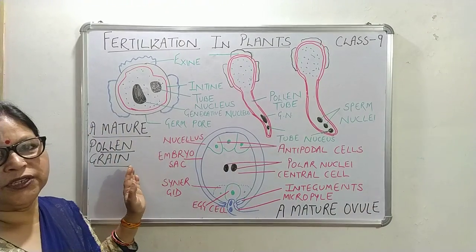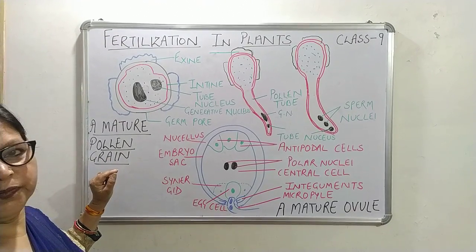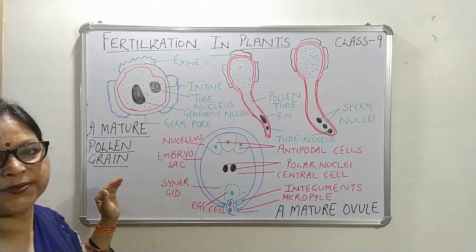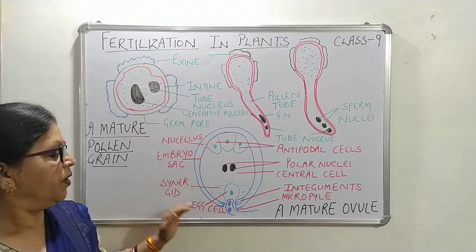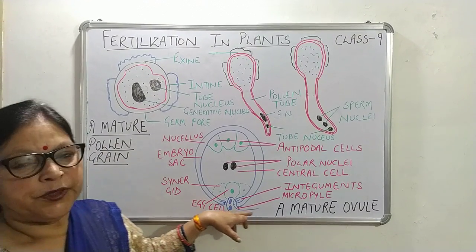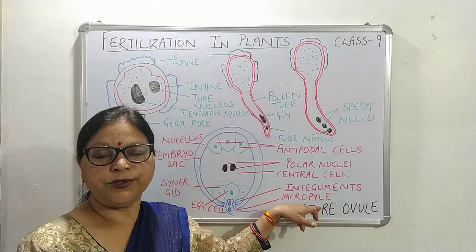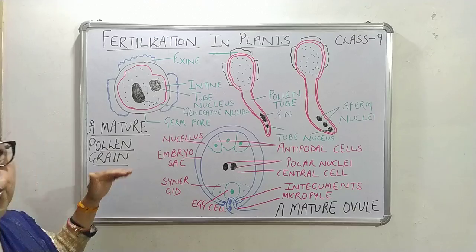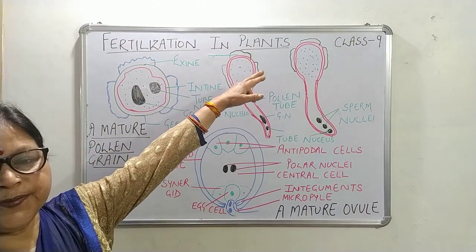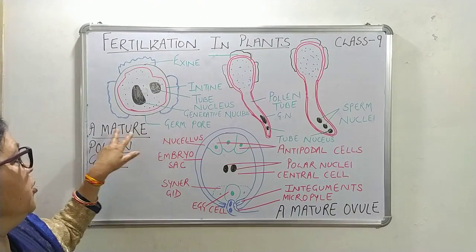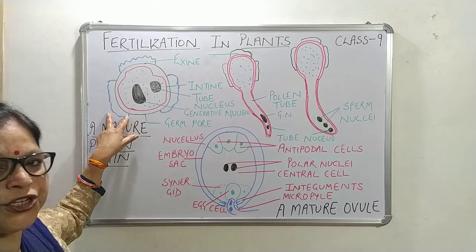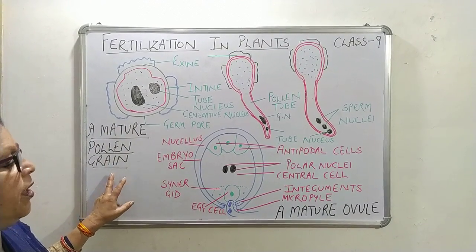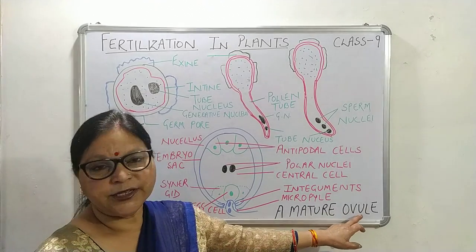Now you all know that in flowering plants the pollen grains are produced by the anthers of a flower, and the ovules are produced by the female part, that is called the ovary. So in order to understand fertilization in plants, it's very important to understand the structure of the male gamete, that is the pollen grain, and the female gamete, that is the ovule.